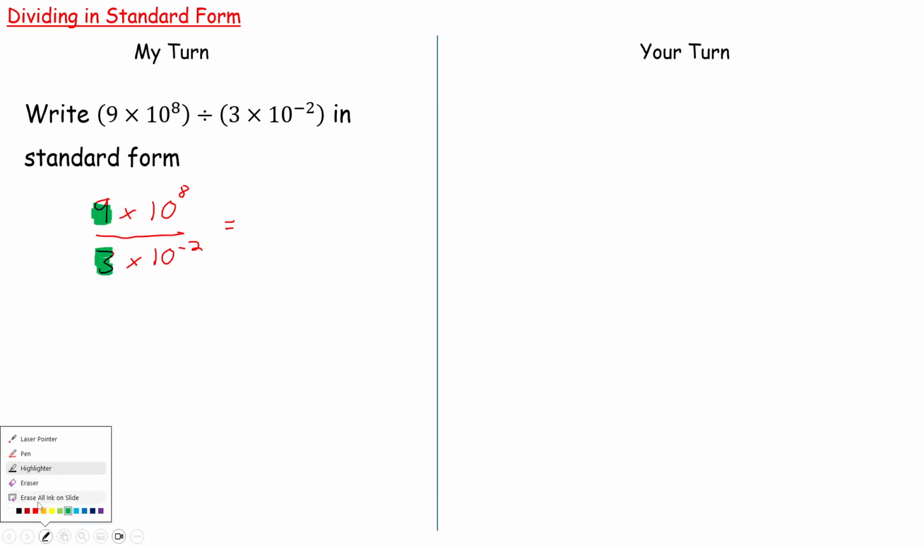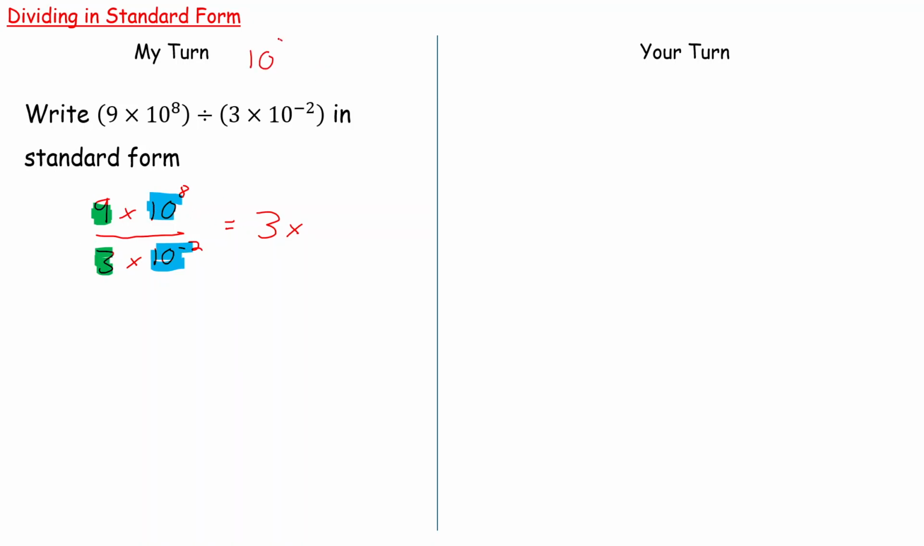So kind of like with timesing, you're considering your number parts. 9 divided by 3 is just equal to 3. And we're timesing this by, and then you consider your indice parts. We do 10 to the power of 8, and we are dividing by 10 to the power of negative 2. So very similar to multiplying, but this time you just divide your number parts. 9 divided by 3 is 3, and then 10 to the power of 8 divided by 10 to the minus 2.